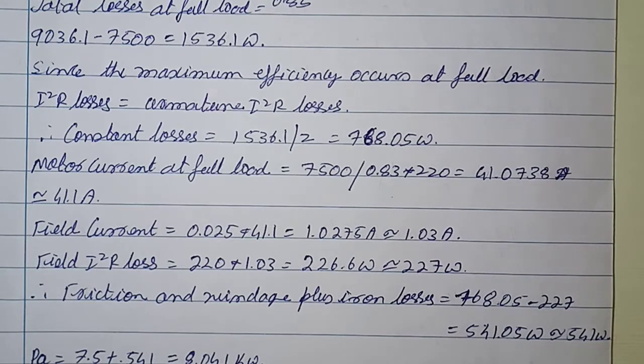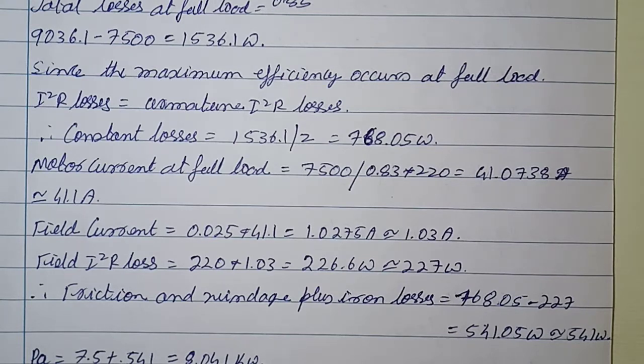Next, motor current at full load is equal to 7500 divided by 0.83, the efficiency, into 220. So we are getting around 41.0738 ampere, approximated to 41.1 ampere. Next, field current, it is said to be 2.5%, so it is 0.025 into 41.1, which is equal to 1.0275 ampere, approximated to 1.03 ampere.